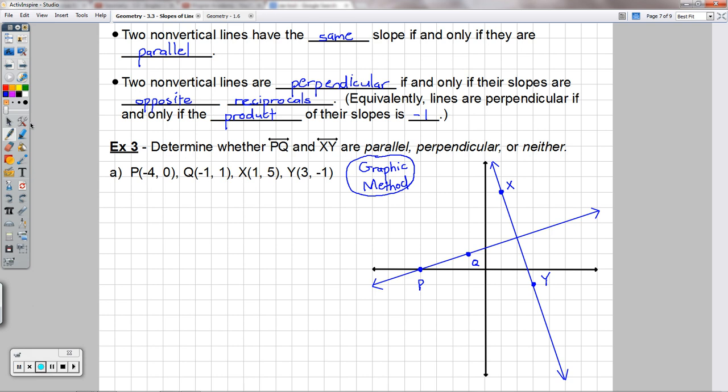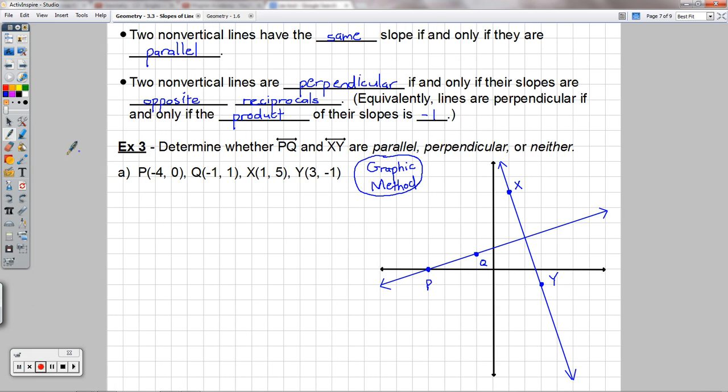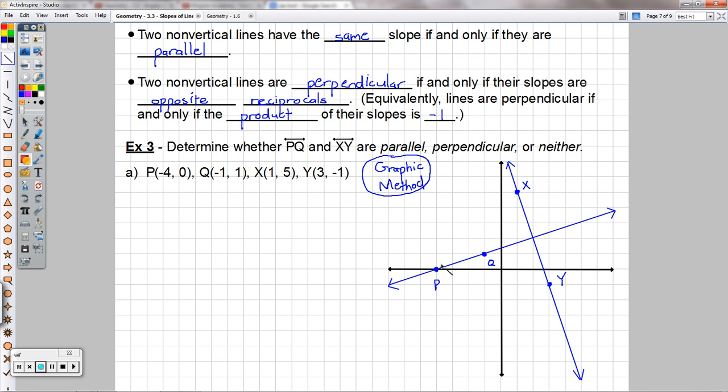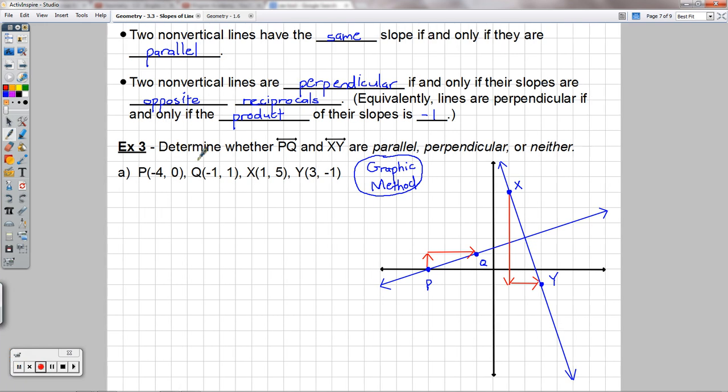So I've already verbally talked about the slope, but let's write that in there. We've talked about the slope, what it is. Maybe you just didn't realize it. So from P to Q, start from the left point and go to the right point. I think that's easiest. We're going up 1 and right 3. From X to Y, we're going down 6 and right 2. So let's write those numbers in. This was a 1 and a 3. This is a 6 and a 2.